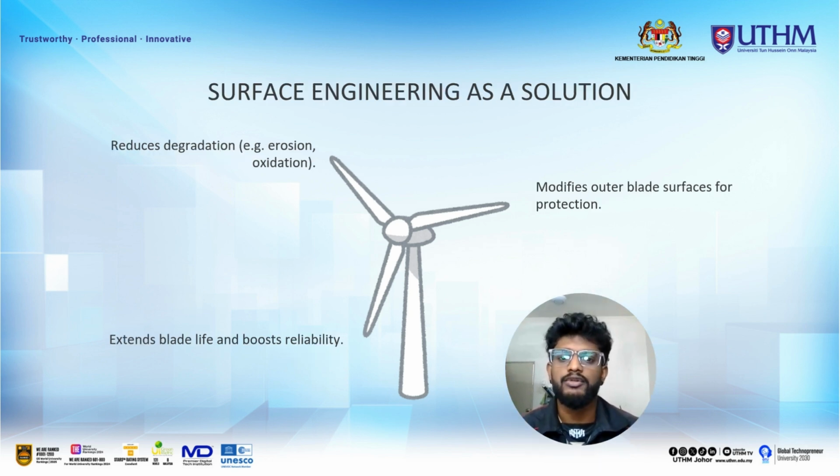Here is the role of surface engineering in overcoming the problem. It involves applying specialized coatings and treatments to the blade surface. These coatings act like a protective shield that slows down damage from erosion, corrosion, and heat. By strengthening the outer surface, we can significantly extend the life and reliability of the turbine blades.